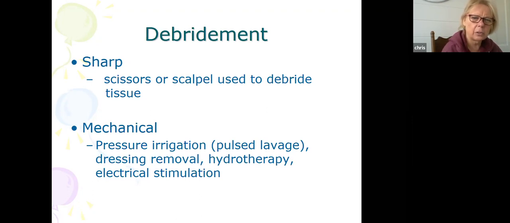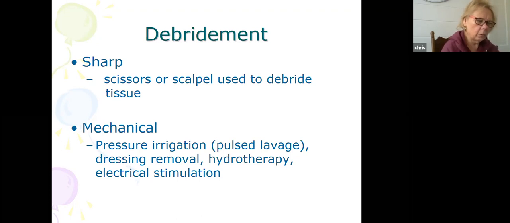Usually the physicians and the nurses do sharp debridement with scissors or scalpels to debride the tissues. Mechanical debridement is known as non-selective. So sharp debridement is selective debridement, mechanical debridement is non-selective. They could do something like a pulsed lavage, almost like a shower head, where they spray something into the wound and all the debris is pulled out through another hose. As it's spraying, it's actually pulling out the debris.